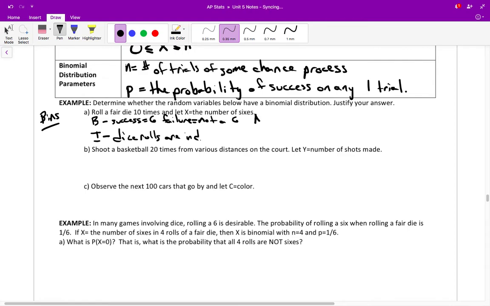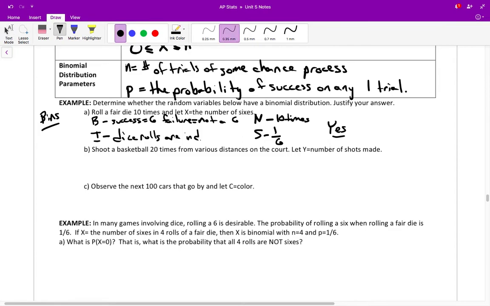Next thing, N, is there a fixed number of trials? And we said that there were 10 times that we were going to roll the dice, so it checks out there. And then lastly, S, is there a fixed probability of success? And there's a 1 out of 6 chance of rolling each 6. So, for the first one, can we use a binomial distribution in this case? The answer would be yes.